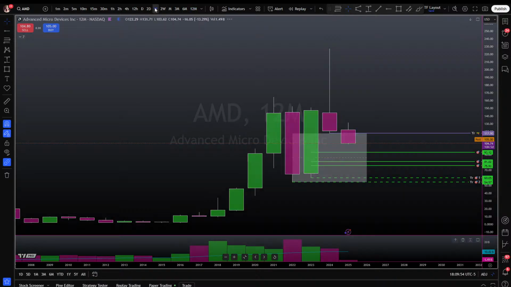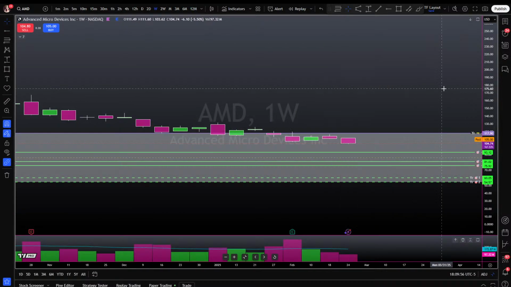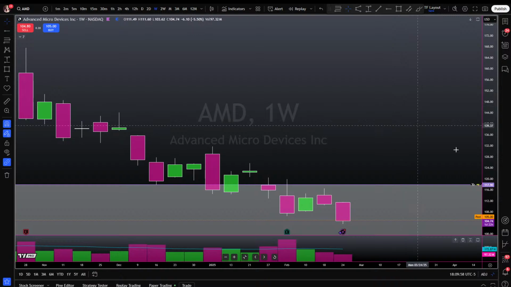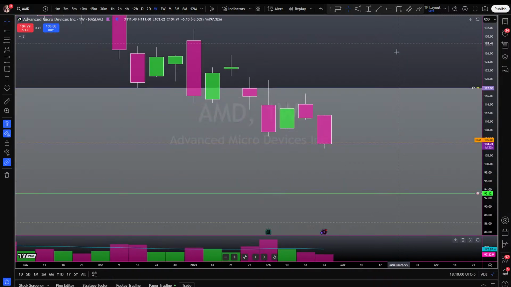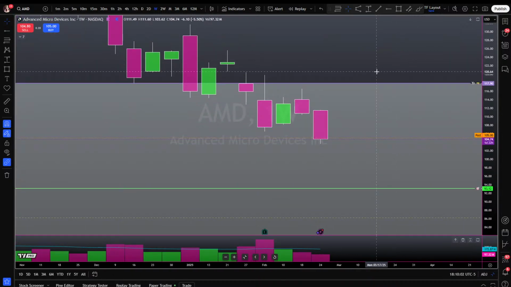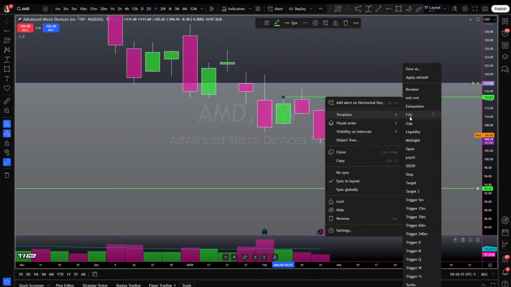So with that being said, what do you see here? We have an inside. They tried to go inside and up last week, but you can see they obviously failed to do that.